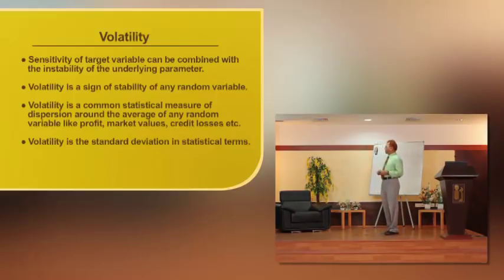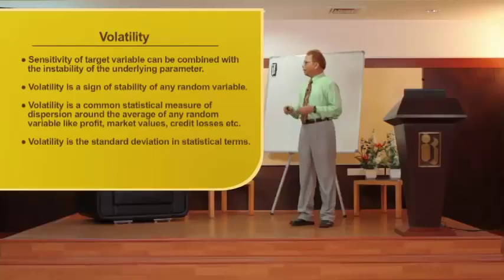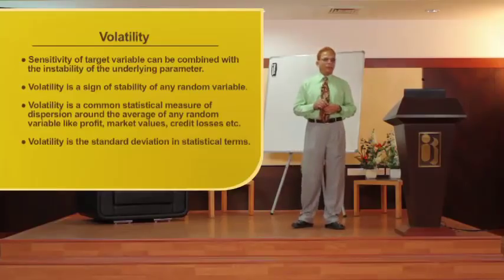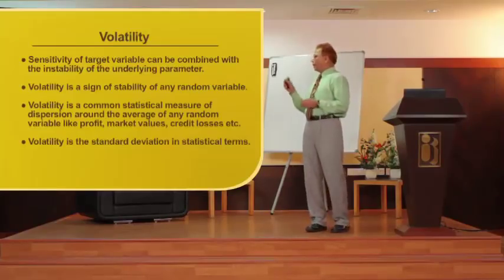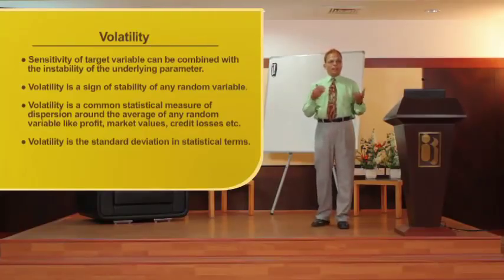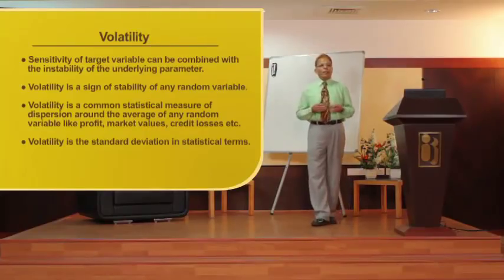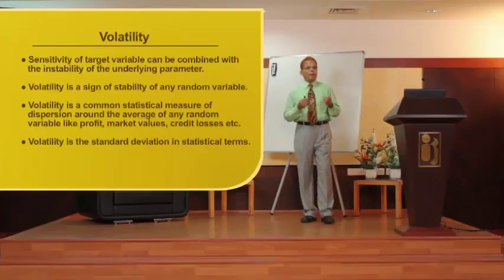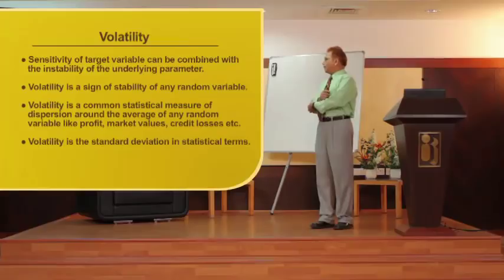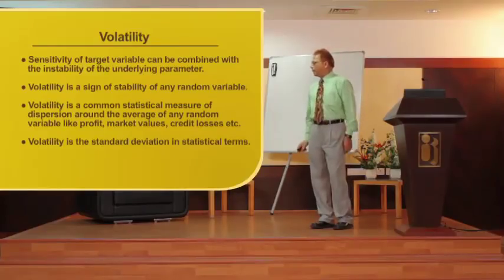So volatility is a common statistical measure of dispersion around the average of any random variable like profit, market value, credit loss, etc. So this is the importance of the volatility. Volatility can be in the profit, it can be in the market value of an instrument, or it can be in the bank's NPA or credit losses. Volatility is the standard deviation in statistical terms.